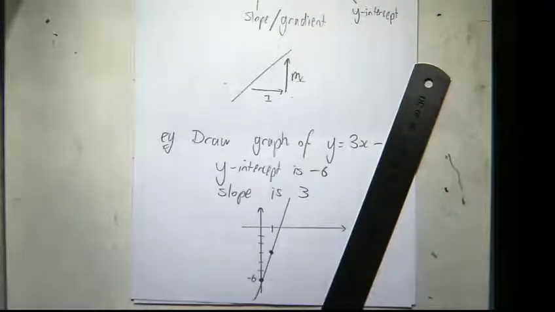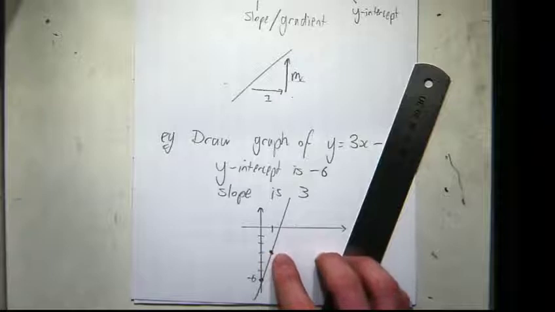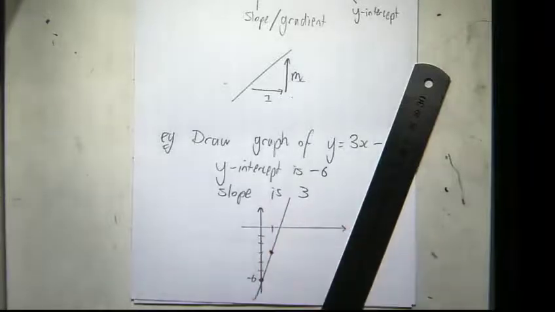Let's just be honest. If I went across another 1, it would go up another 3, and it would actually cross the x-axis at 2. But that's not what I'm aiming to achieve here. I just want to have a picture of where the line is.